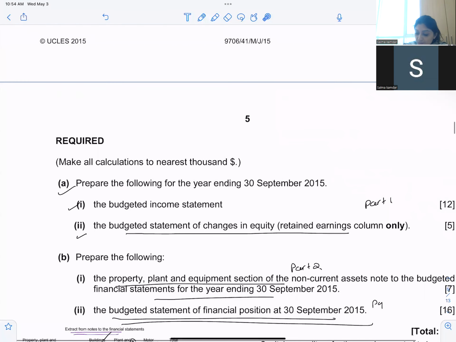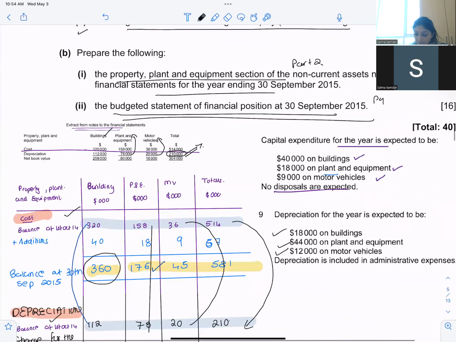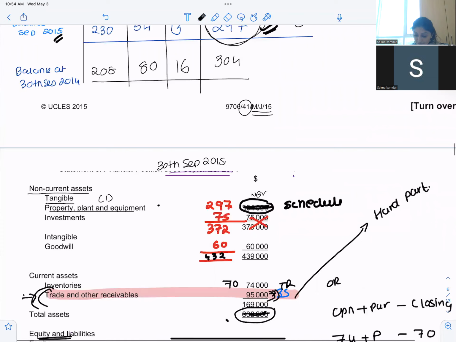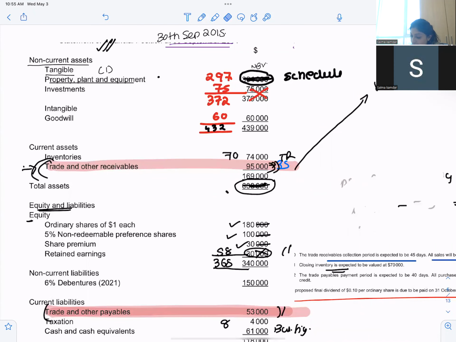So we are doing the May 2015 paper 41, part 3. We have already made the property, plant and equipment schedule. They have asked us to make a new balance sheet for the firm, where they had already given us the old balance sheet. So this was the old balance sheet that has already been given to us, and we are asked to make the new balance sheet.